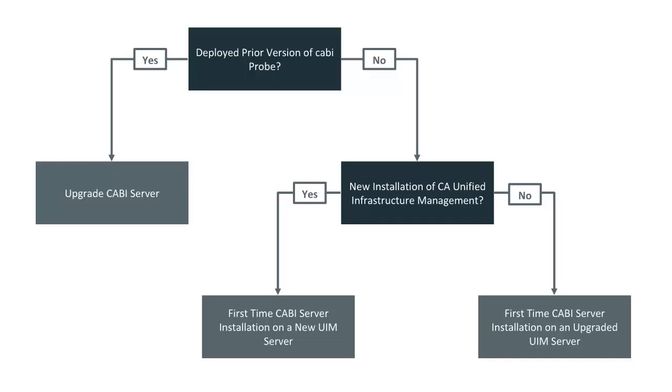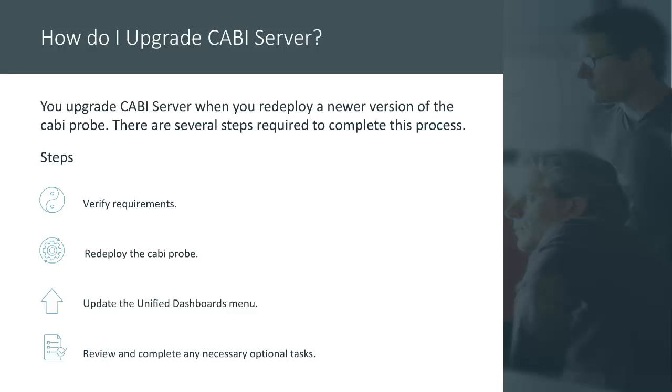There are several installation and upgrade paths available for CABI Server. The process you choose depends on the conditions for your particular environment. In this video, I am discussing the process for upgrading CABI Server. You need to follow the process for upgrading CABI Server if you have deployed an earlier version of the CABI Probe. Your CABI Server is automatically upgraded when you redeploy a new version of the CABI Probe. But there are additional steps you must complete to have a successful upgrade and be able to view the CA Business Intelligence dashboards in UMP.